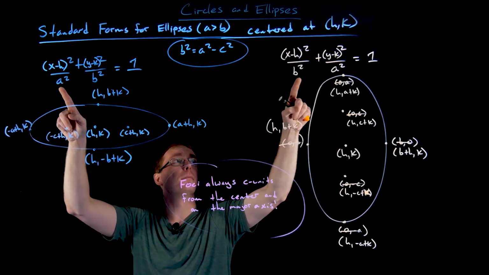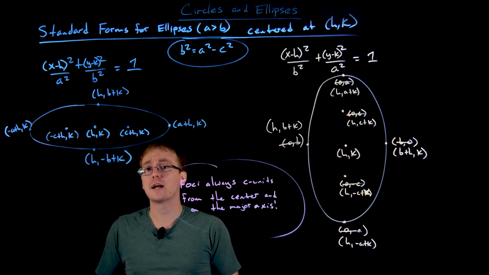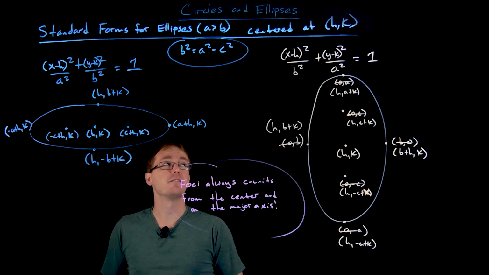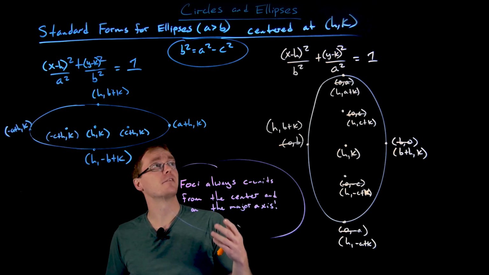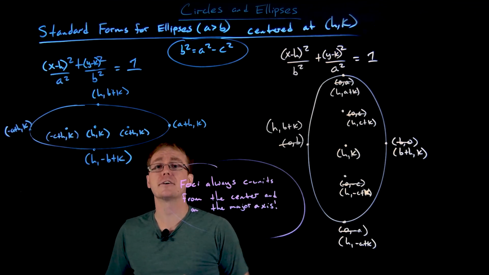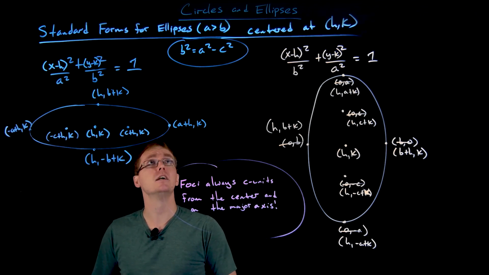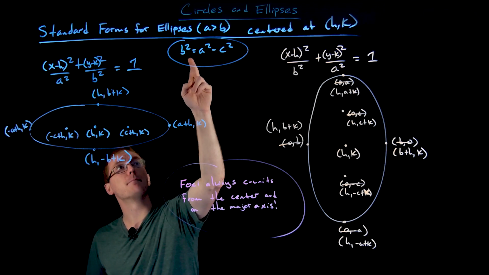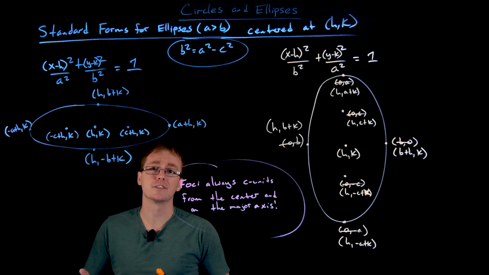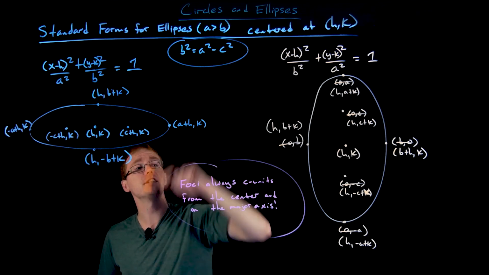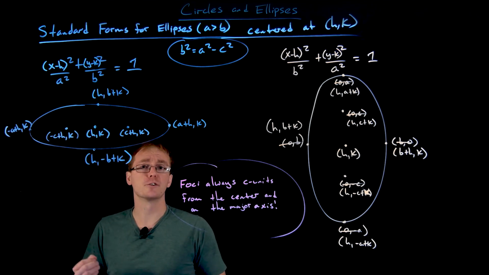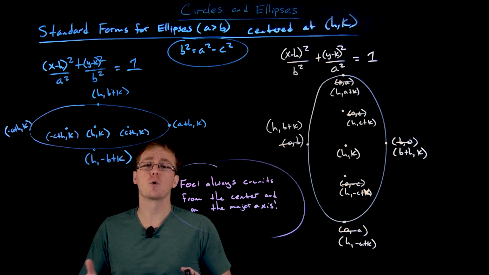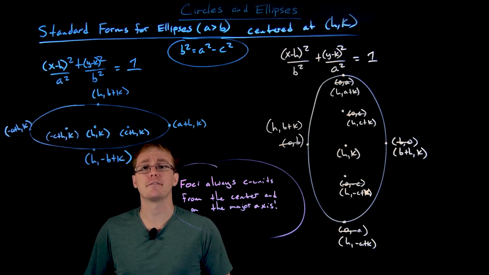The larger denominator determines what our major axis is going to be. Once we have that, we can use the numerators to help us find the center. Then we can find the endpoints of our major and minor axes using a and b, using the relationship that b squared is equal to a squared minus c squared. We can then find c. And so once we find the center, those four special vertices and the foci, that's more than enough information to sketch the graph of an ellipse.